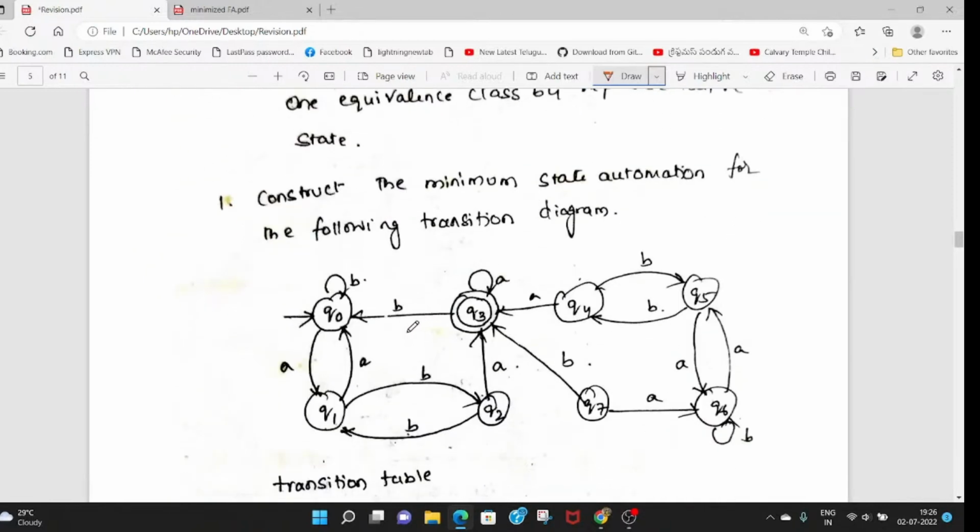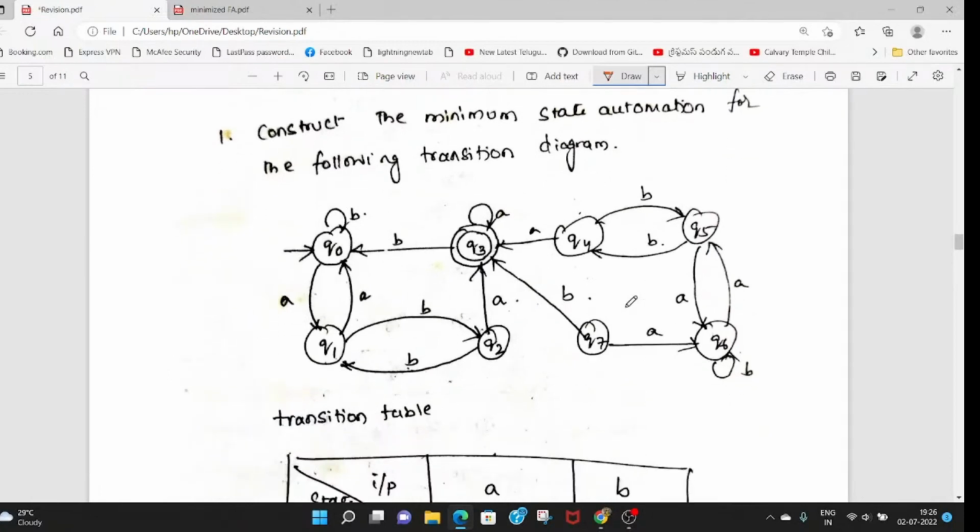I will show you both methods. So this is the first method. We are going to discuss the first method, that is your general method or equivalence method.